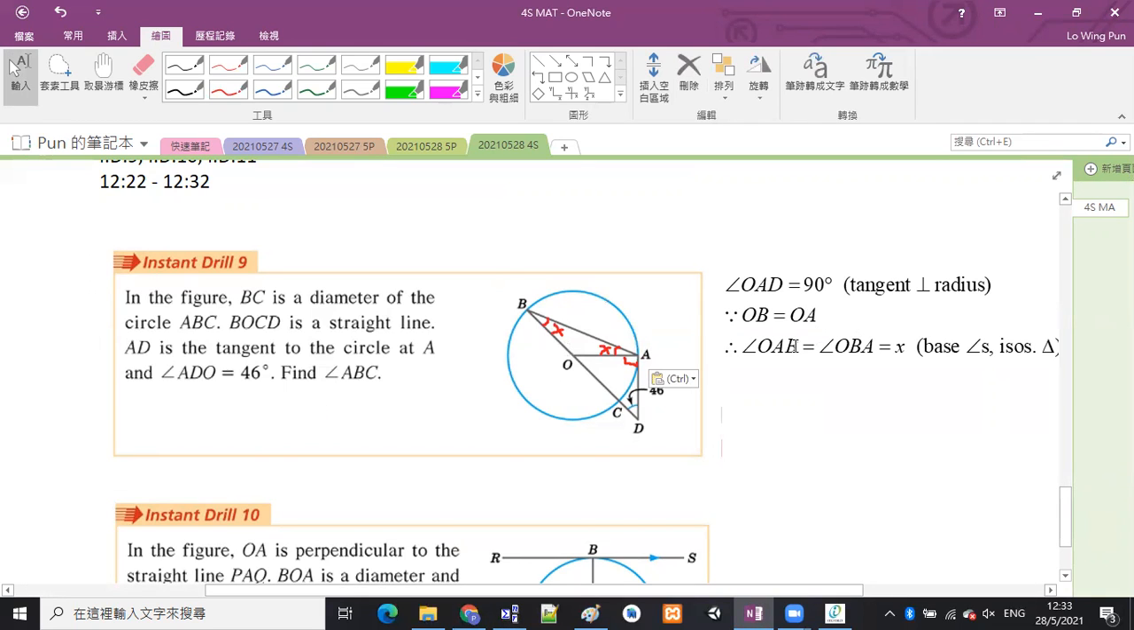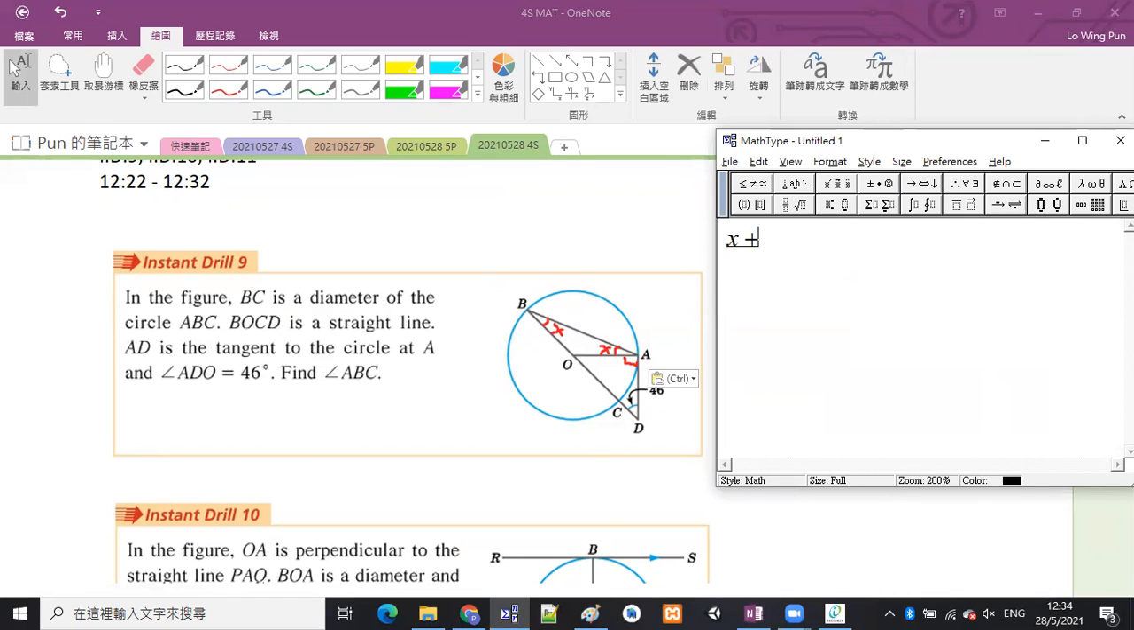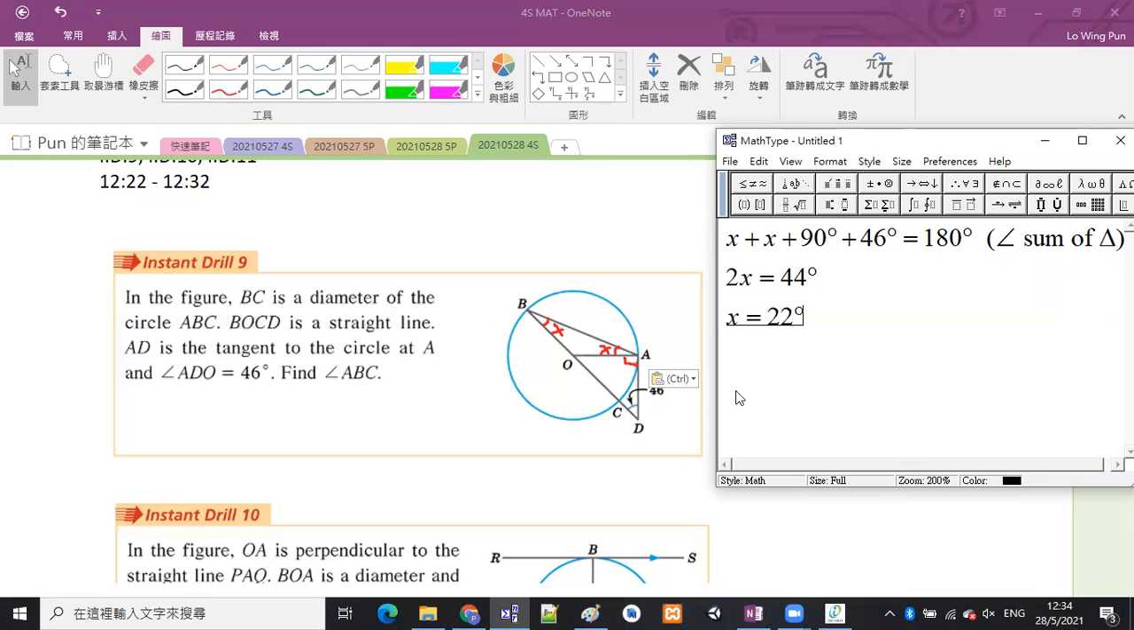Okay, and can you see that I have gathered the information into triangle ABD, the large triangle, and then I can set up an equation by angle sum of triangle. So X plus 90 degrees plus 46 degrees is equal to 180 degrees, and this is angle sum of triangle. Okay, so 2X should be equal to 44 degrees. So X should be equal to 22 degrees. And that is the required angle. Therefore, angle ABC is 22 degrees.